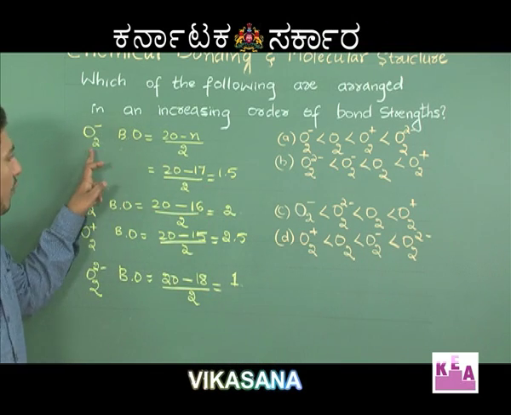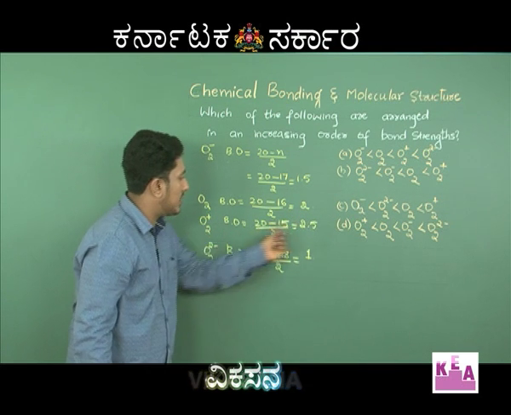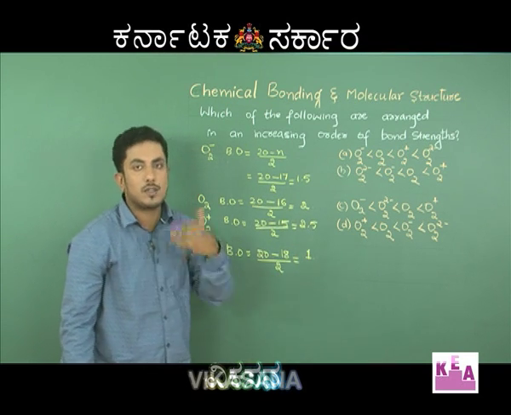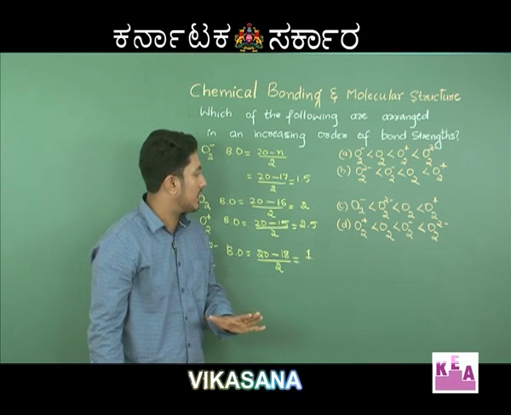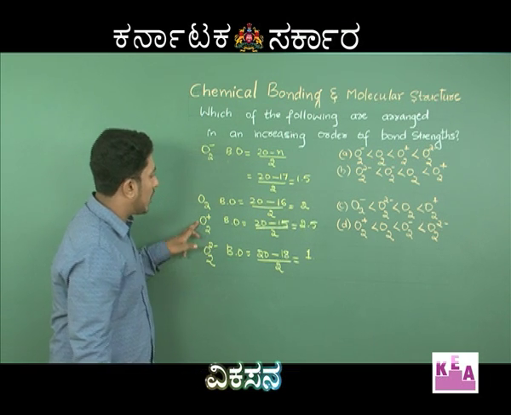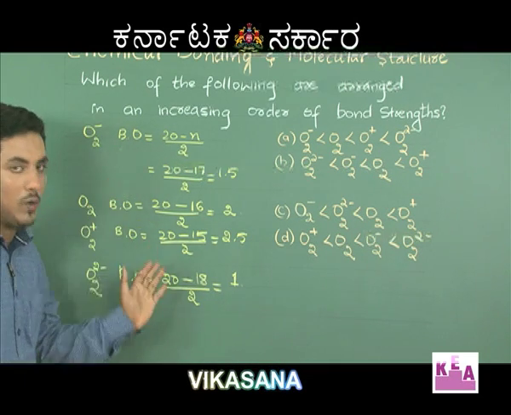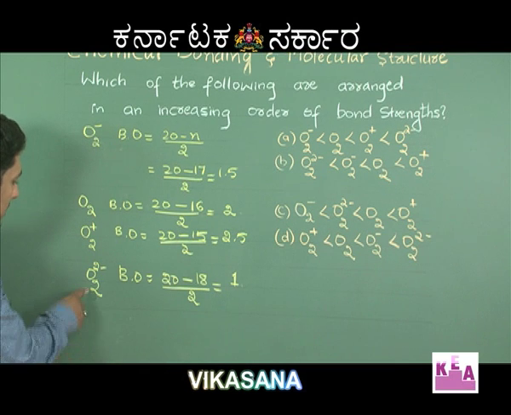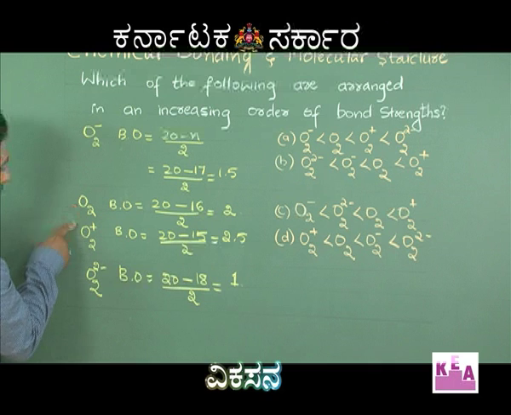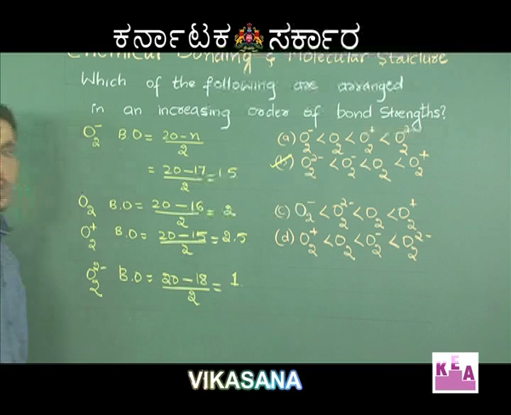So bond order of O2 minus is 1.5, bond order of O2 is 2, bond order of O2 plus is 2.5, and bond order of O2 2 minus, the peroxide ion, is equal to 1. As the bond order increases, bond strength also increases. So out of the following, the molecule with higher bond strength is O2 plus and the molecule with lower bond strength is O2 2 minus. So in increasing order, I mean lower value to higher bond strength, lowest is O2 2 minus, next comes O2 minus, next comes O2, and the highest bond strength will be O2 plus. Hence, option B is the right choice for the answer.